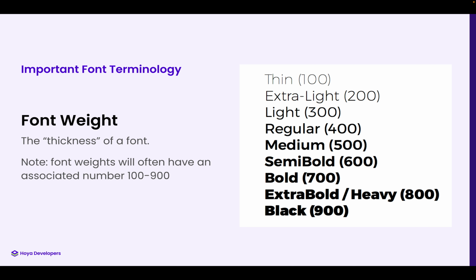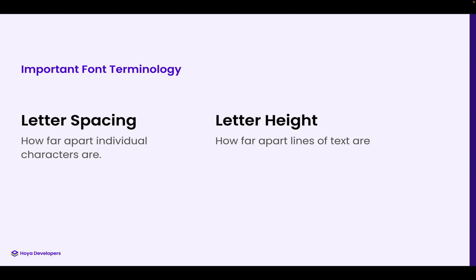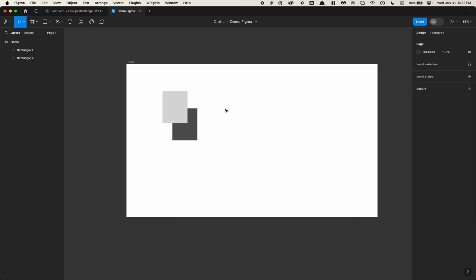But a lot of times when we actually get into coding and the CSS side of things, you'll specify a font weight with the actual number. And so a heavier font has a higher number. The other two important font terminologies are letter spacing and letter height. Letter spacing refers to how far apart individual characters are, whereas letter height refers to how far apart lines of text are. And so what I'm going to do is demo this in Figma really quick.